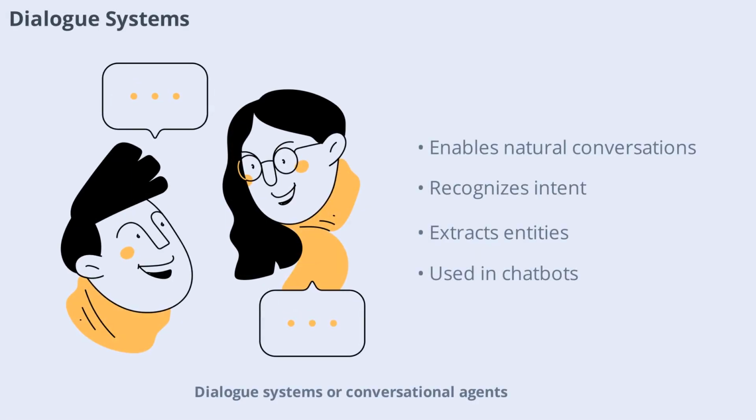Dialogue systems or conversational agents are designed to interact with users in natural language. They use a combination of NLP techniques, including intent recognition, entity extraction, and context management, to hold meaningful conversations. Dialogue systems power chatbots, virtual assistants, and customer service bots, making digital interactions more intuitive and human-like.